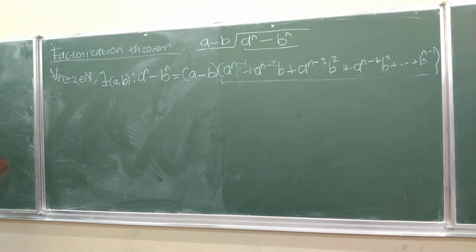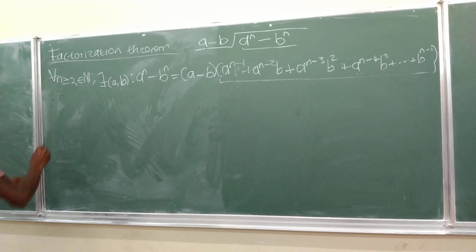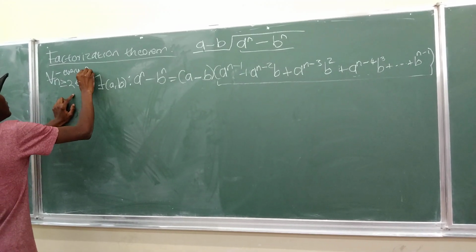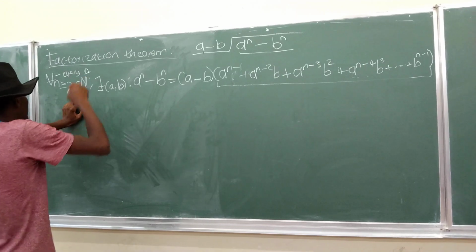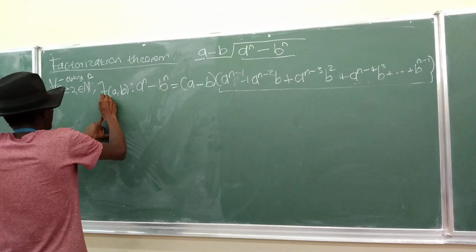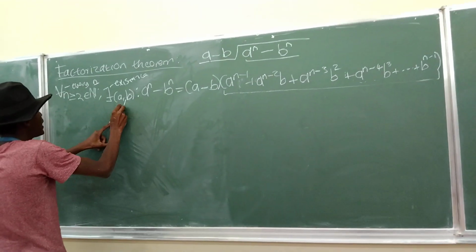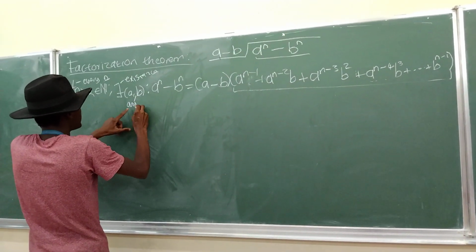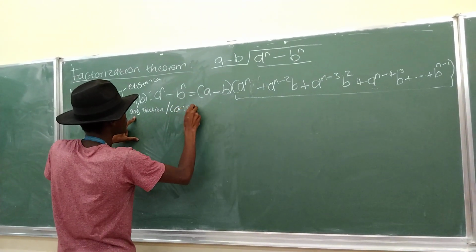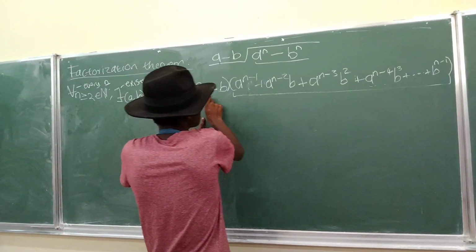So this theorem states, for every positive integer n greater or equal to 2, n an element of the integers. This sign is for every. We are talking about every n. Our n is an integer. You know what is an integer? So there exists a and b. We are talking about the existence. A and b can either be any function or constant. So a to the power n minus b to the power n can be expressed as follows.